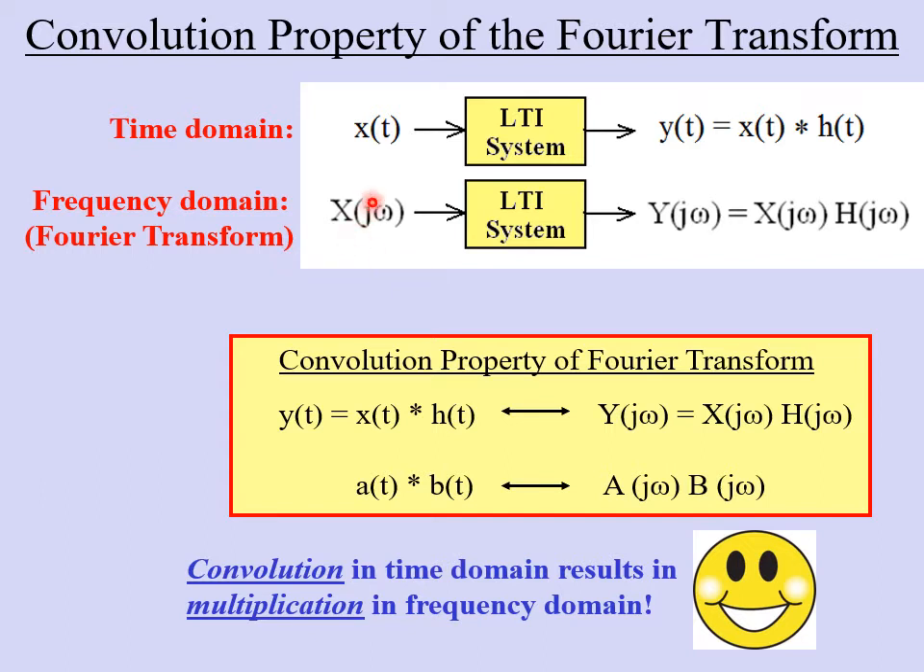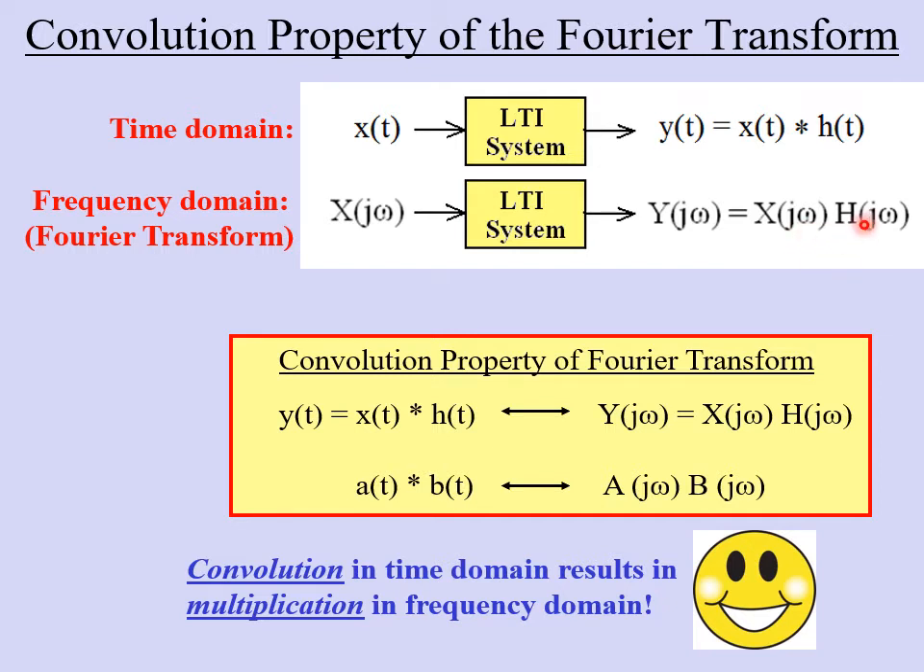In the frequency domain, our input, x of t, becomes X of j omega. This is the Fourier transform of the input. The output in the frequency domain, which is Y of j omega, is equal to X of j omega multiplied by H of j omega, which is the frequency response. In other words, all we have to do in the frequency domain is multiply the Fourier transform of x times the Fourier transform of the impulse response, which of course is called the frequency response, big H of j omega. Notice there is no convolution here at all.